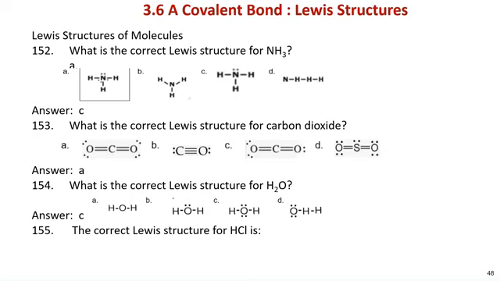HCl: hydrogen has 1 electron, chlorine has 7. Therefore, the total is 8, divided by 2 is 4 electron pairs. So this one is the correct structure with 4 electron pairs. A has more than 4 electron pairs. This one has only 1 electron pair. The last one has correct bonding. The C is not correct because hydrogen cannot have double bonds, only a single bond. Therefore, the correct answer is D.